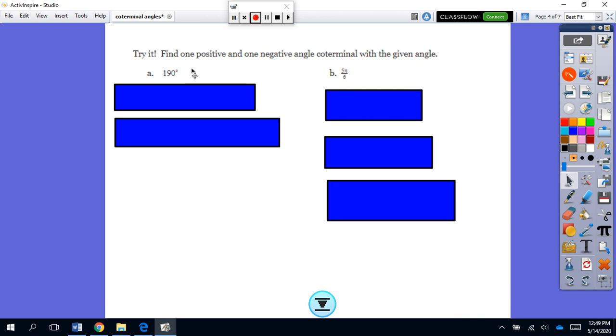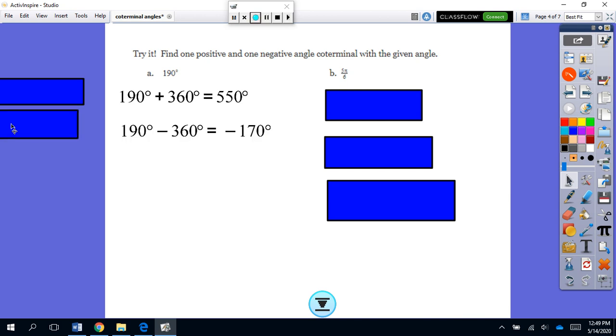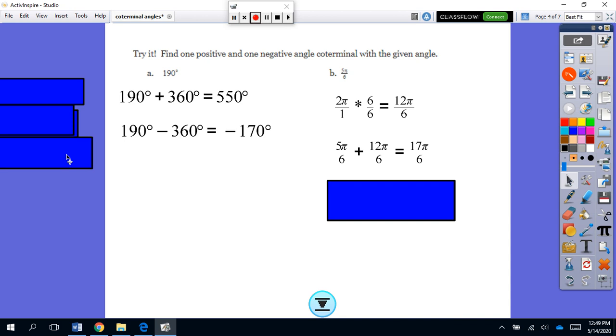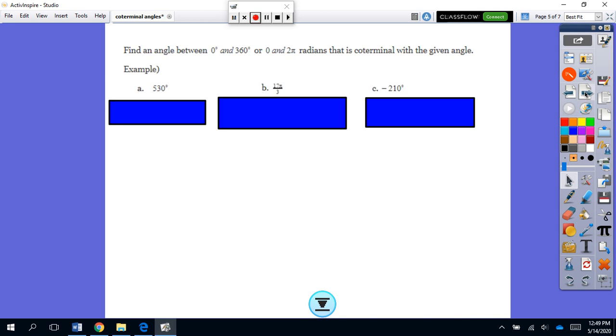So let's say I give you the angle 190 and I want to find the positive angle. I'm going to add 360, I get 550, subtract 360, I get negative 170. The extra step here is just multiplying 2 pi over 1 by 6 over 6, so I would get 12 pi over 6. Then I add that to 5 pi over 6, and I get 17 pi over 6, and subtract it, and you get negative 7 pi over 6. I don't know why sometimes it puts the line there and sometimes it doesn't, but I'm sure that's going to be alright.